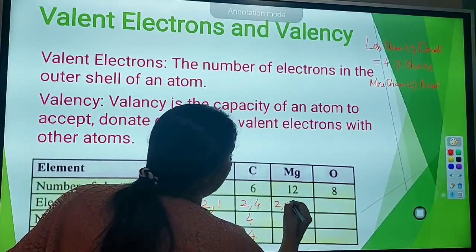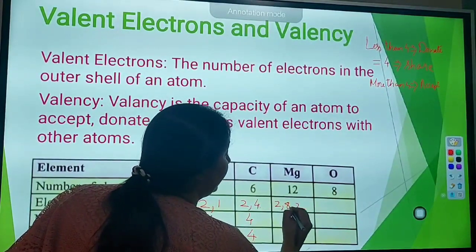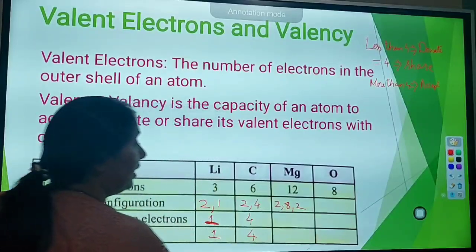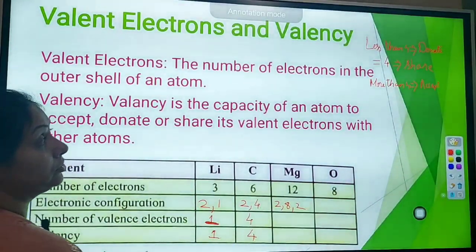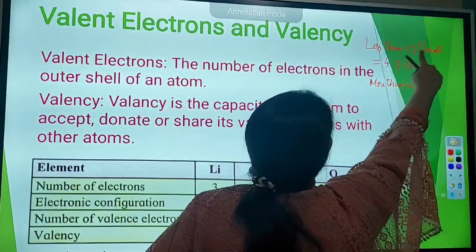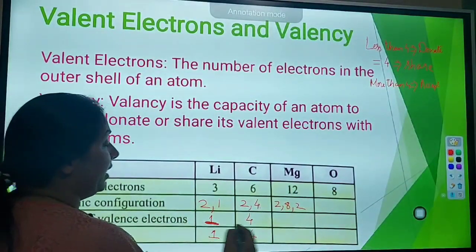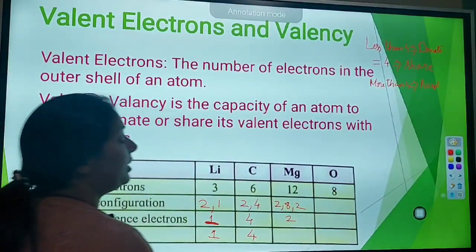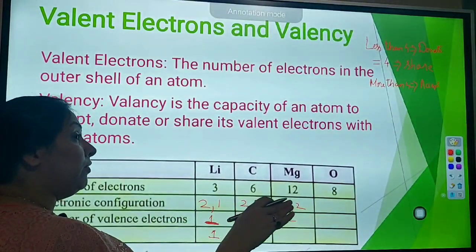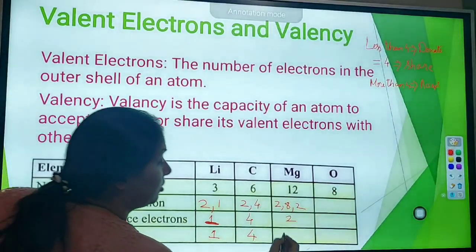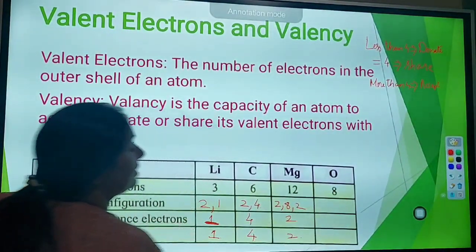2, 8 and 2. 2 plus 8, 10. 10 plus 2, 12. Correct? Less than 4 तो दे देगा, डोनेट कर देगा. So number of electrons, 2 in the outermost shell. Happy to give away, rather than to accept 6. So 2 is the valency.